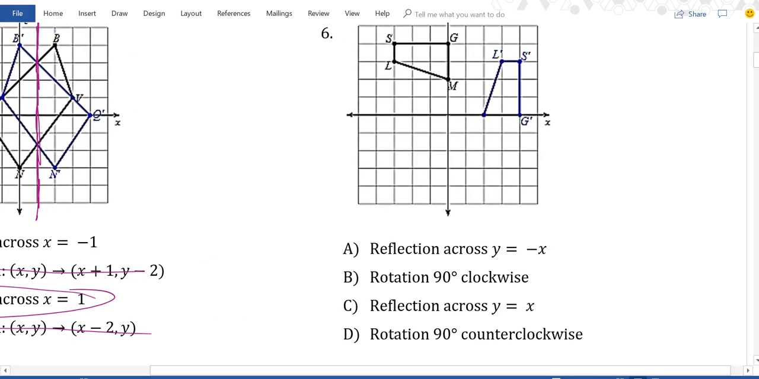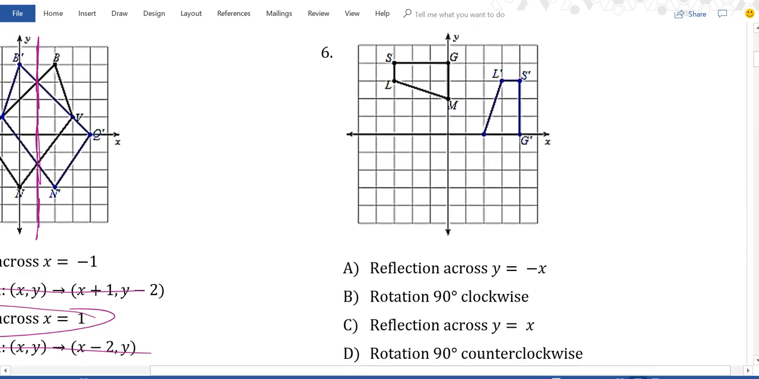Alright, so this one we see we don't even have a translation as an option. I always suggest checking to see if it's a translation first, just like we did in the practice. If that doesn't work, then we move on. Reflections are also okay to see. If we look at our first one, a reflection across y is equal to negative x. We talked before, that's this line going through. So this would be the line y is equal to negative x.